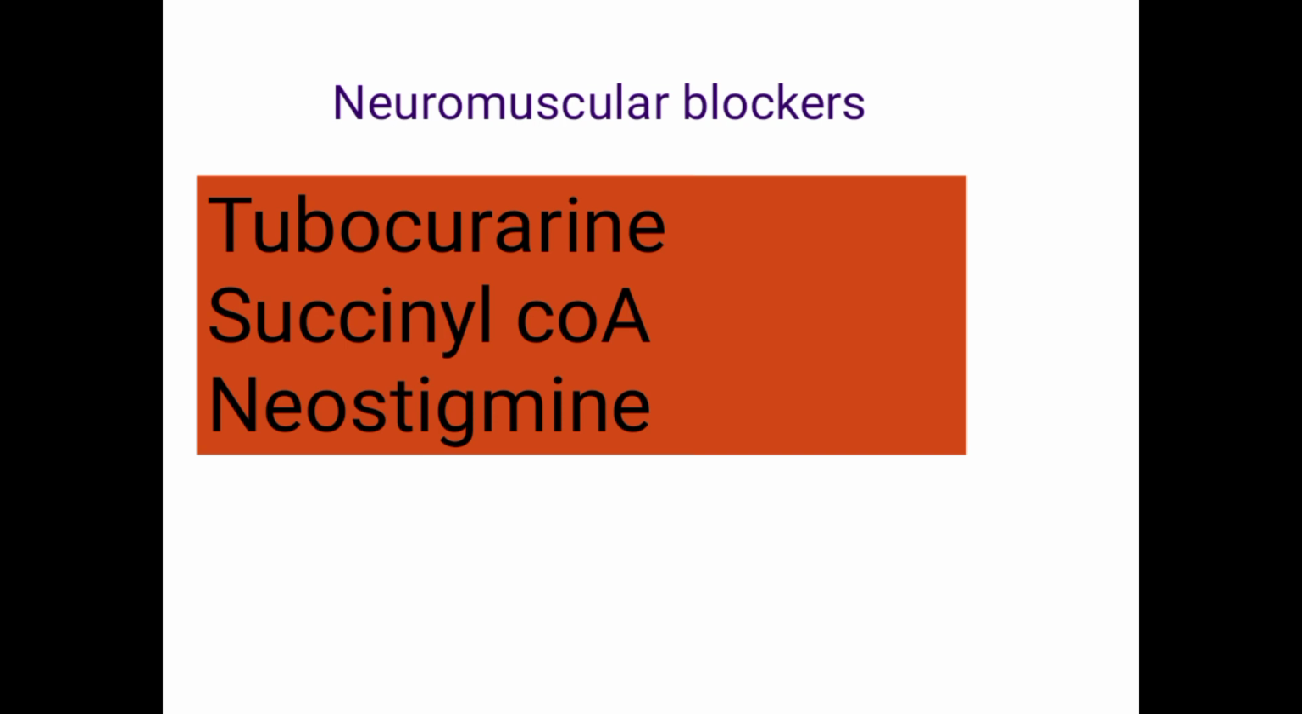Next, coming to neuromuscular blockers. What do neuromuscular blockers mean? They are substances that affect the neuromuscular transmission. Some drugs and some chemicals bind to the presynaptic terminal, some bind to the postsynaptic terminal, and some prevent the influx of sodium. The important ones are tubocurarine, succinylcholine and neostigmine.